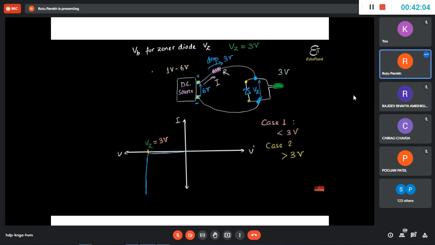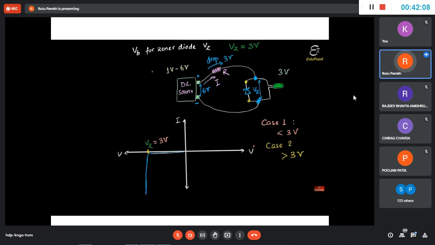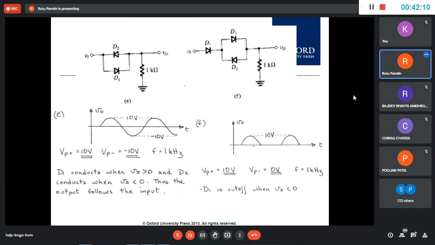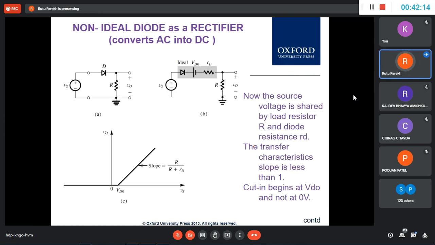But this is just a brief. So now you know, rectification is AC to DC. But why do we need AC to DC? Who will tell me? That's my question.